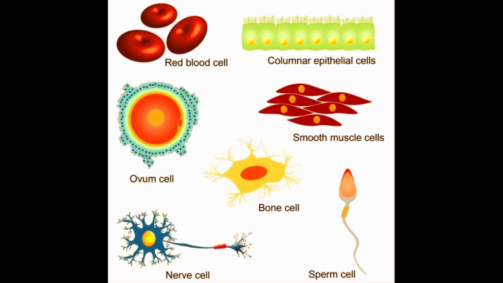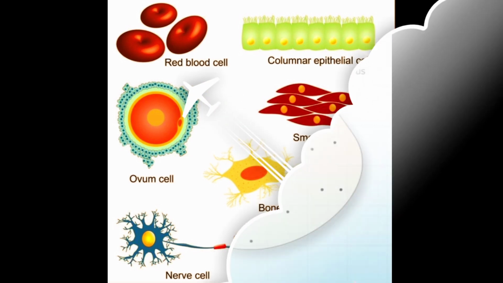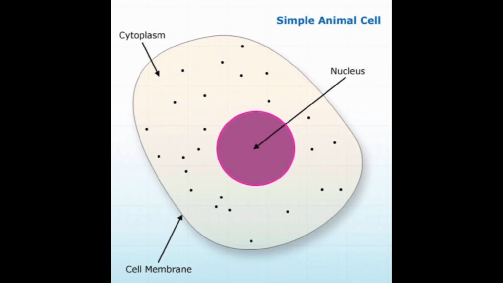Here you can see some human cells like smooth muscle cells, blood cells, ovum, bone cells, sperm, fat cells, nerve cell, etc. What is a cell made up of? If we study a cell under a microscope, we would come across three features present in almost every cell: plasma membrane, nucleus, and cytoplasm. So here we will discuss one by one.